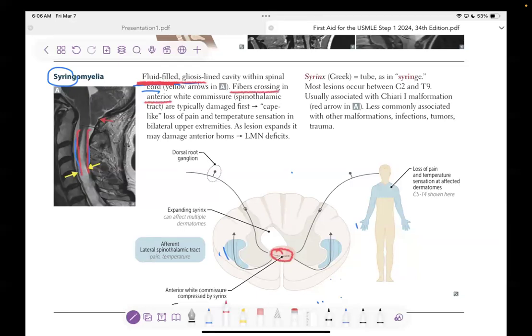Fibers crossing the anterior white commissure, which is called the spinothalamic tract, are typically damaged first, and it will cause a cape-like loss of pain and temperature sensation in bilateral upper extremities. So, let me explain this for you because this is very important. We will look at the photo.